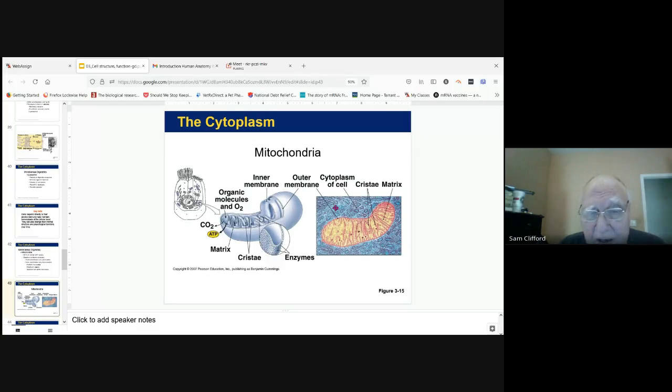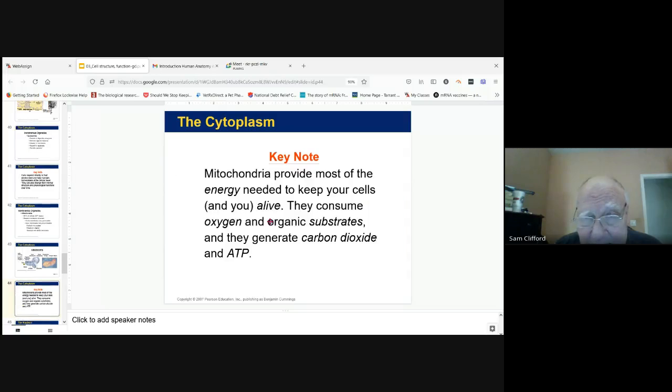The mitochondria have this little bean appearance. They are thought to be bacteria that invaded larger cells, and the bacteria liked it inside the cell, so they stayed. That's called endosymbiosis. Mitochondria use oxygen. They generate carbon dioxide and ATP.